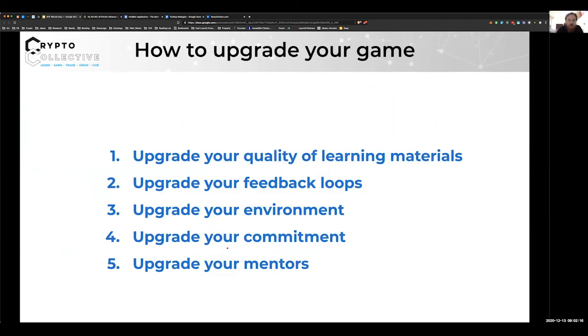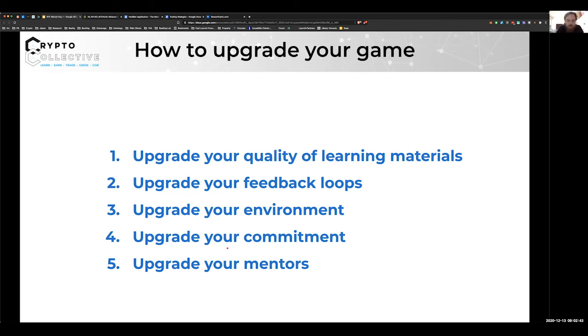So how to upgrade your game, right? Number one, upgrade your quality of learning materials. That's key. Number two, upgrade your feedback loops. Make sure you're at least in some sort of community where you can bounce things off other like-minded people, which pretty much ties into number three, upgrade your environment as well.